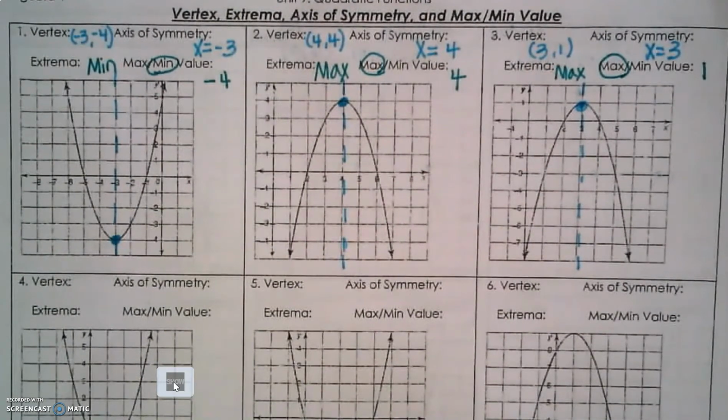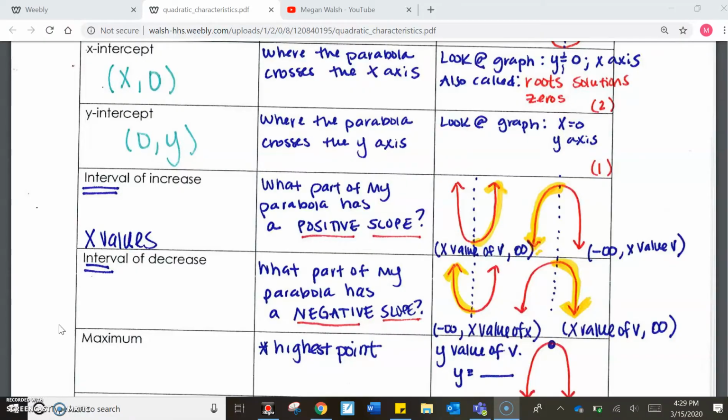Again, I encourage you to practice identifying these characteristics by pausing this video and checking your answers on the block. The next set of characteristics we'll talk about on page 13 is an interval of increase and decrease. Now I've underlined the word intervals because they're no longer ordered pairs. I'm talking about a set of numbers, a grouping of numbers, an interval.